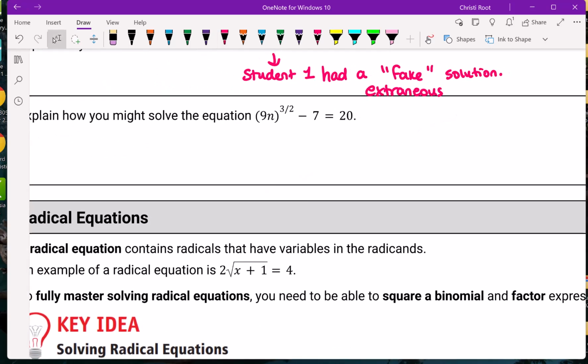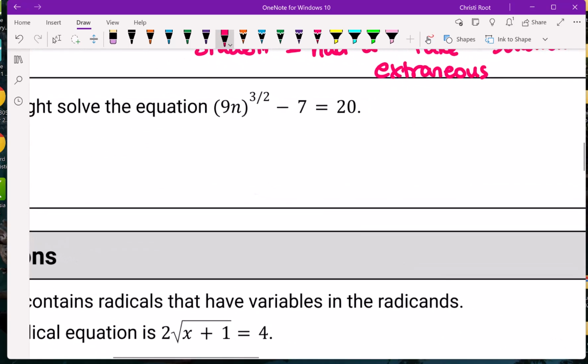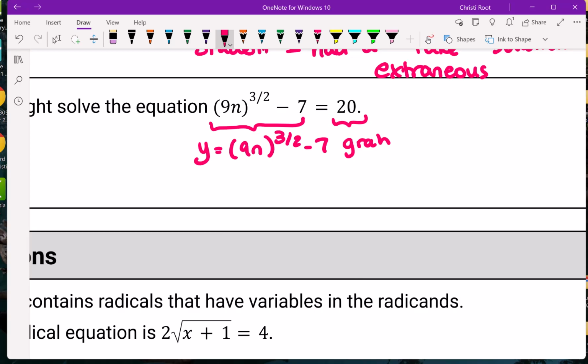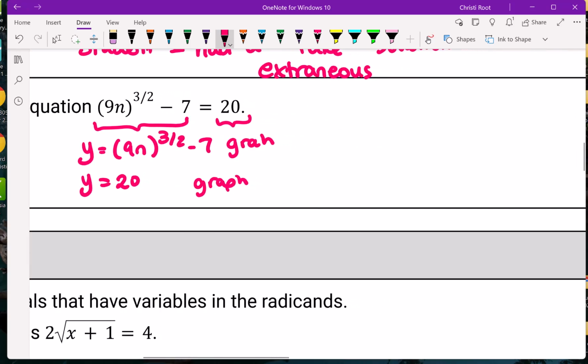So how would we solve this equation right here? Honestly, I would go ahead and I would graph this one right here. Set it equal to y though. So I would graph this, and then I would graph y equals 20. And after I had them graphed, what I would do is I would find the intersection point.